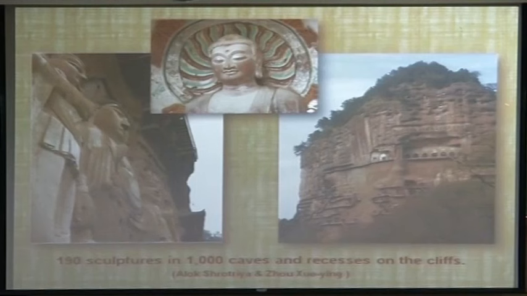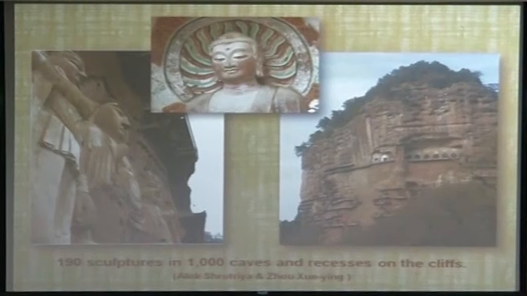This is another view of this complex, where you can see the whole side of the hill has been carved. And these are all cells which the monks were occupying, and this is something comparable to the Bamiyan complex, with immense sculptures all over the face. You can imagine the amount of work. And those lines you can see here are huge stairways which have been built for the tourists to visit the place.